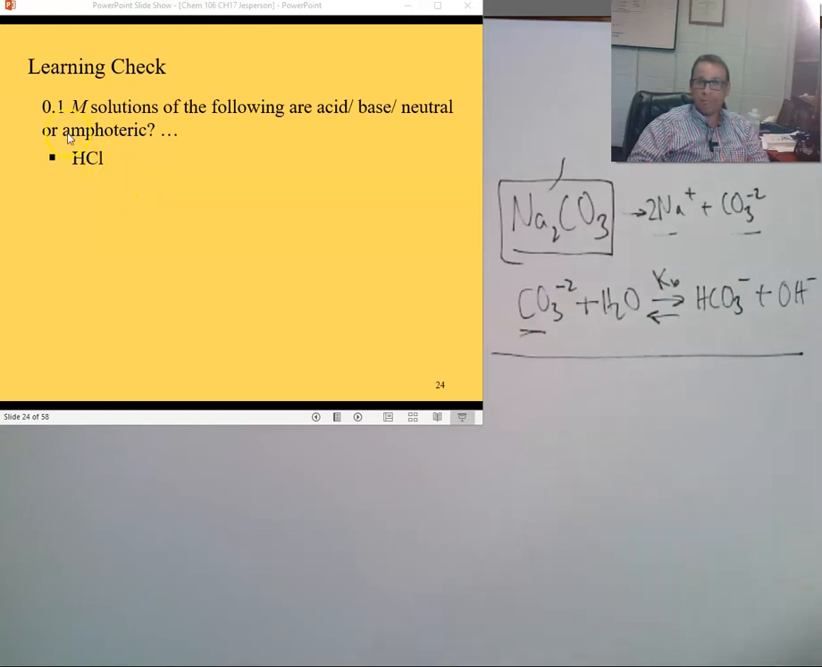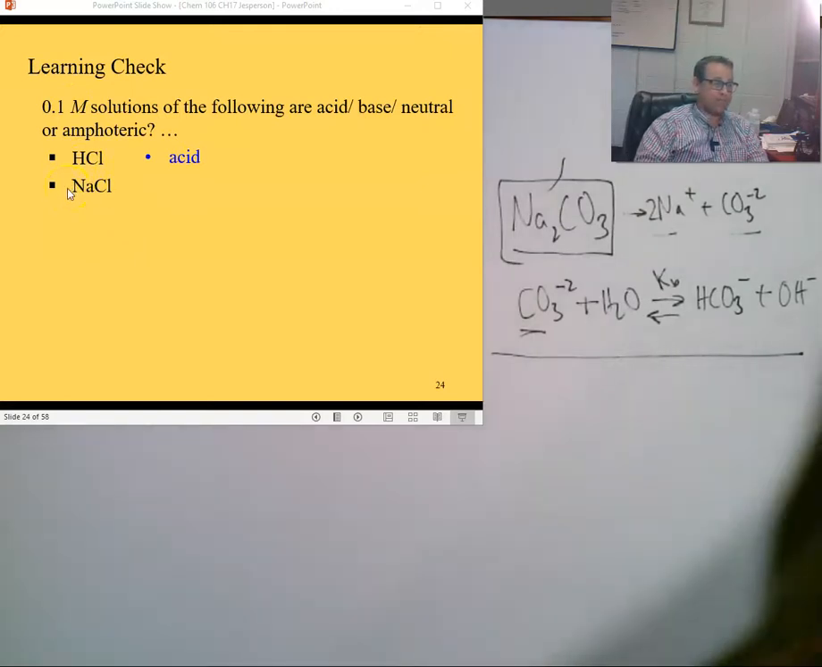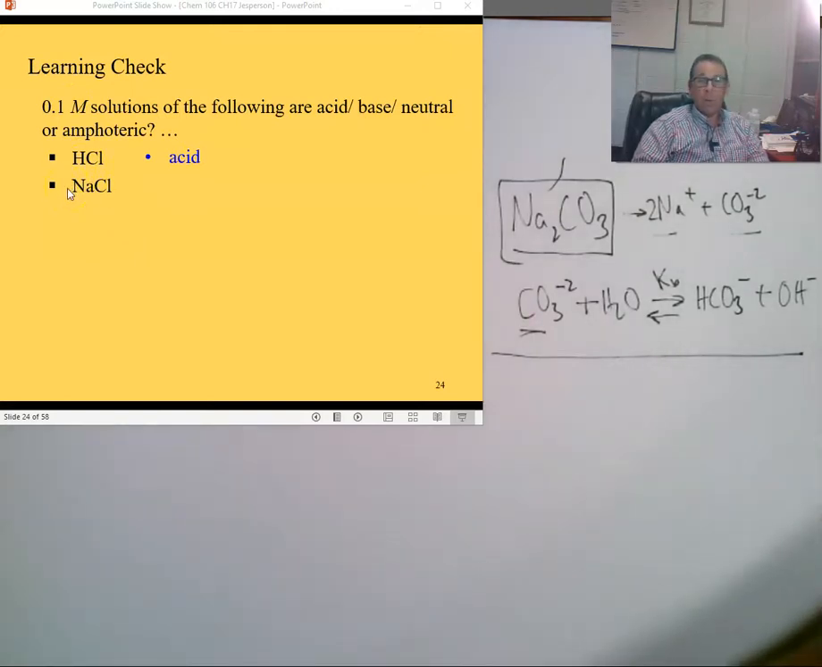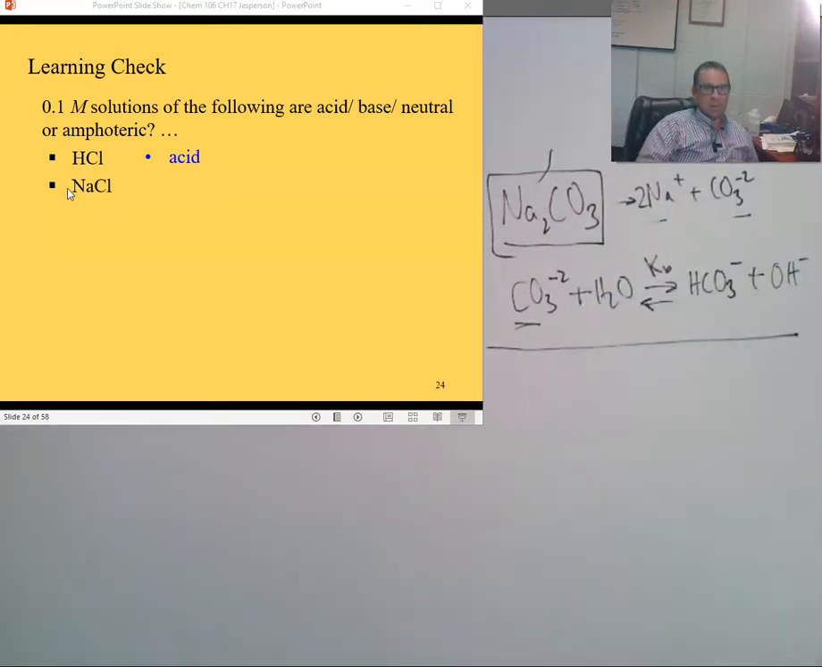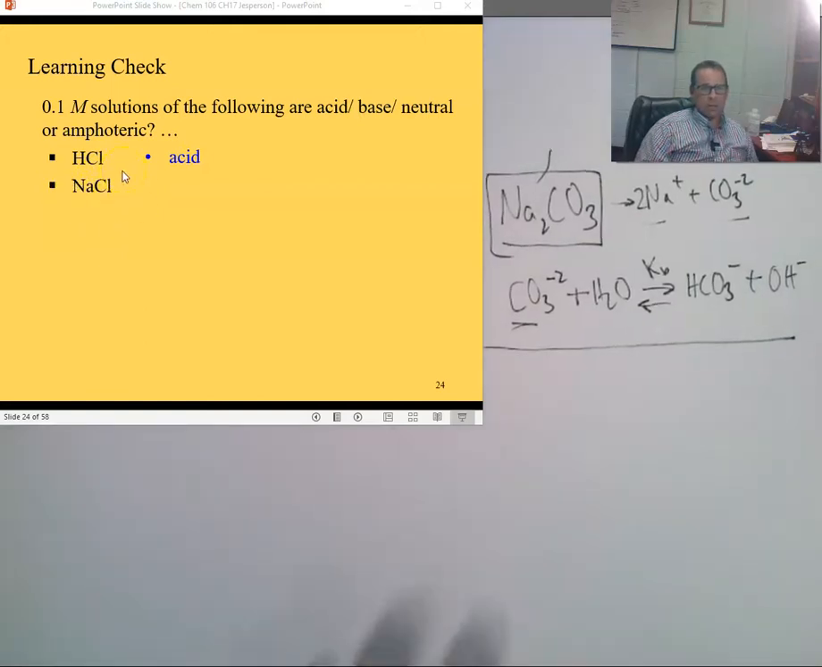So HCl, if we put that into solution, make a 0.1 molar solution of it, we know it's going to make the solution acidic because HCl is a strong acid. Now NaCl, sodium chloride. Well, when we put sodium chloride into solution, what is going to be the result? What are the resulting ions, Camille? If I put sodium chloride into water, make a solution of sodium chloride, what are the resulting ions that I'm going to have in solution?